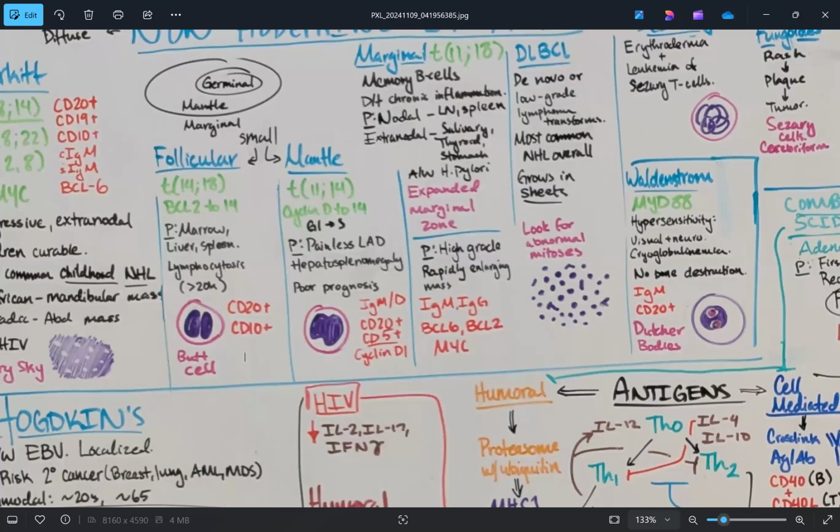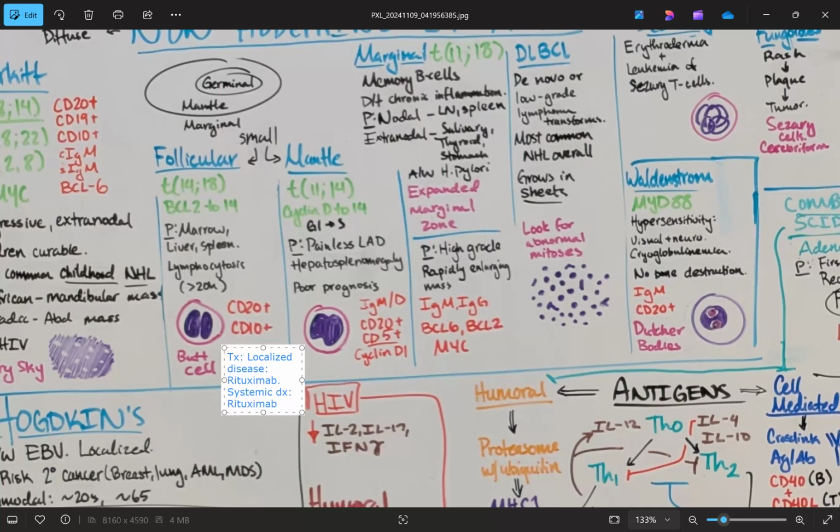So if you want to make that distinction, the presentation is you'll have infiltration to the marrow, the liver, and the spleen, and you'll also have lymphocytosis greater than 20,000 on your labs. You will be CD20 and CD10 positive, and you'll basically have a buttock cell on histology, where it's not exactly indented like the mantle cell. So speaking of indentation with the mantle cell, translocation 11;14, cyclin D, which is on chromosome 11 to 14.